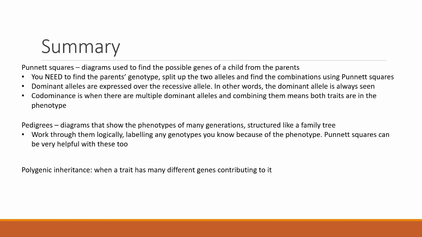Pedigrees are diagrams that show the phenotypes of many generations, and they're structured kind of like a family tree. You want to work through these logically and slowly, labeling any genotypes you know because of the phenotype. Punnett squares are also very helpful with these. And also, polygenic inheritance is when a trait has many different genes contributing to it.